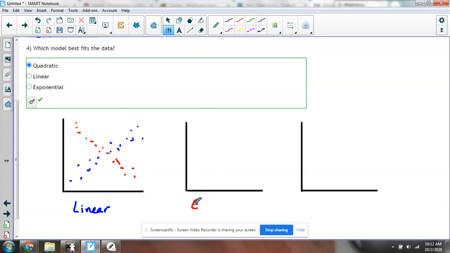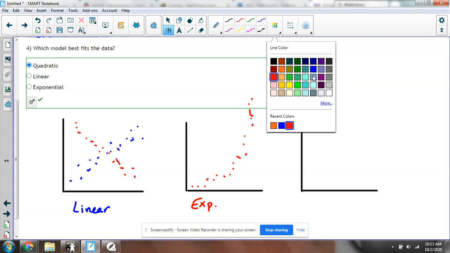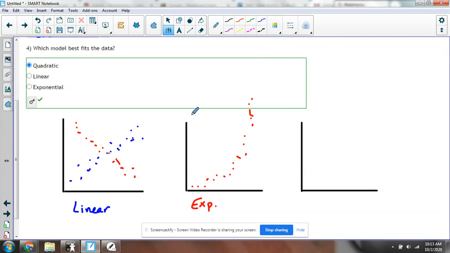If I have exponential, the data is either going to go increasing like this, or it could be decreasing like this, on a curved style like that. That'll be exponential. And then quadratic, it's going to follow a parabolic shape. It could look like this, roughly, or it could look like this, roughly.